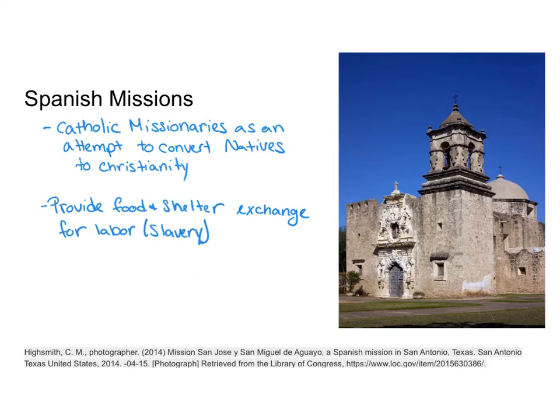Over to the right here, we have a picture of a Spanish mission that was built in San Antonio, Texas. And as you can see, it is very much fortified. So not only did they use this to convert natives, but also as a form of protection against the natives themselves.